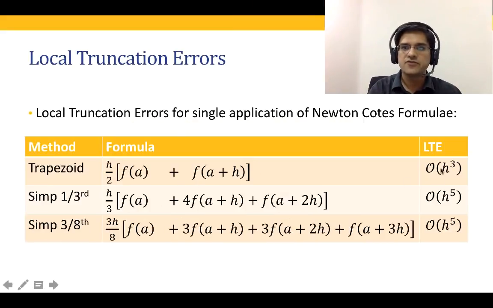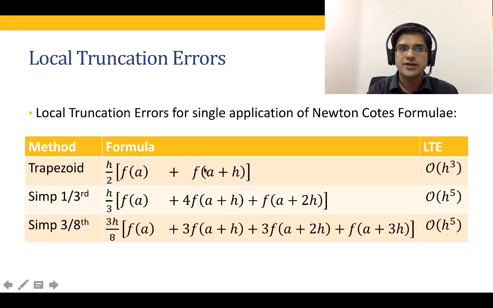So this is what we have seen. The LTE in Simpson's 1/3 rule is h to the power 5, whereas the local truncation error in the trapezoidal rule is h to the power 3. And therefore in this particular example, it turns out that Simpson's 1/3 rule gives better results than the trapezoidal rule.